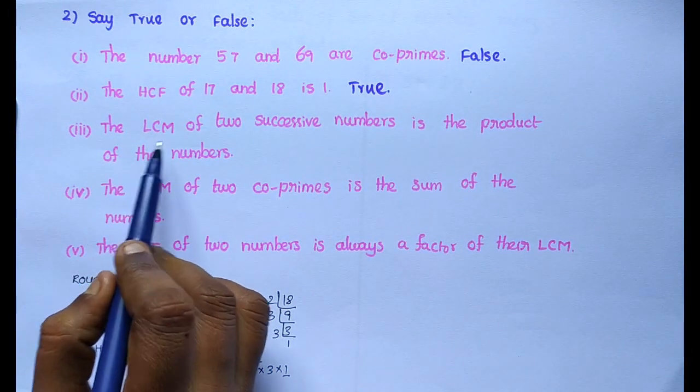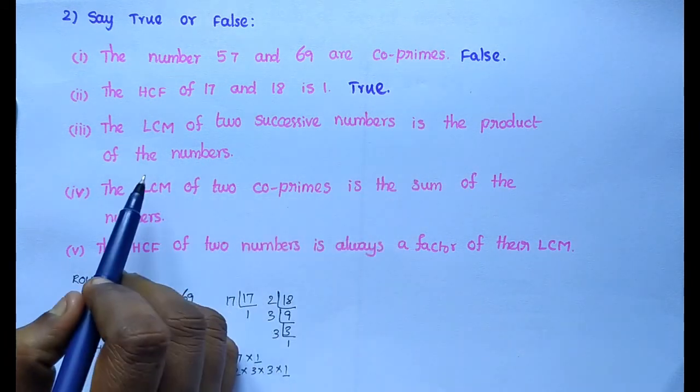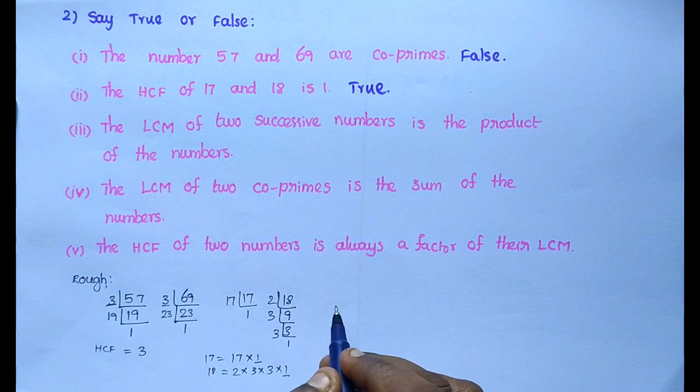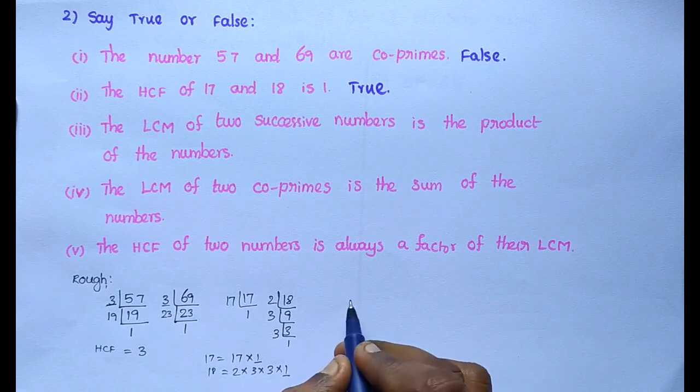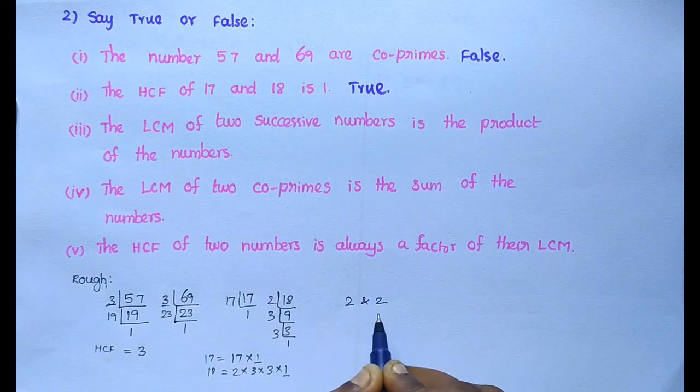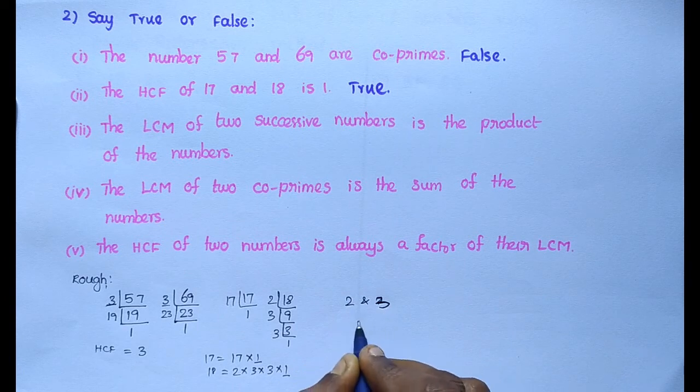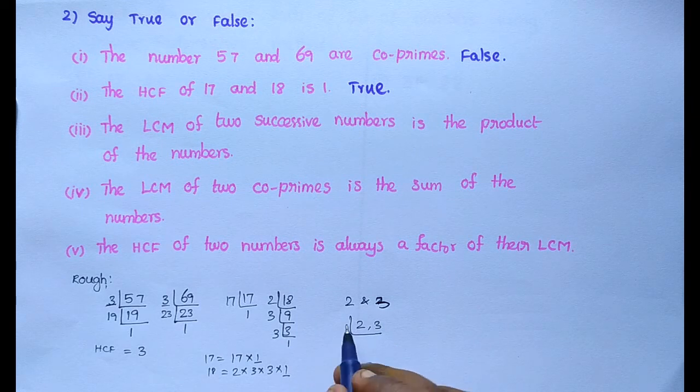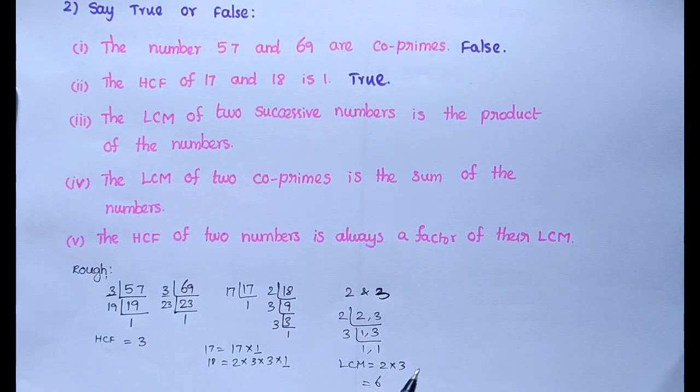Next one, the LCM of two successive numbers is the product of the numbers. Take any two successive numbers, means next number, right? So I take 2 and 3. HCF, LCM of 2 and 3. HCF is 1. So LCM equals 2 into 3, that is 6. We have to multiply these two numbers, it is 6. So that is a true statement.